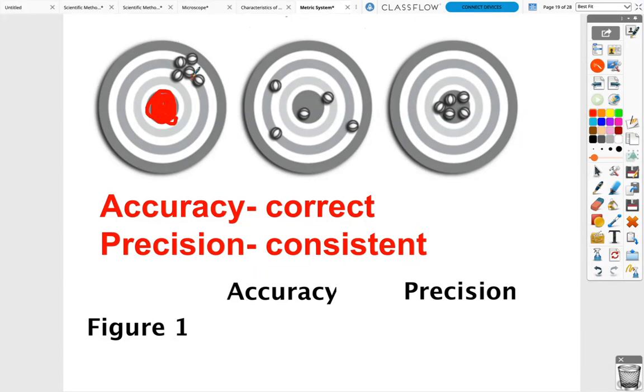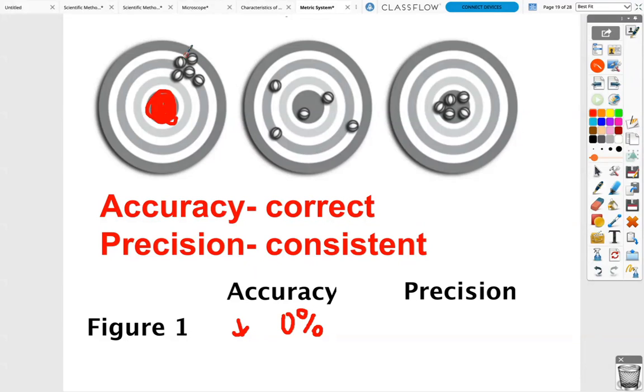So this person in figure 1, they did not hit the bullseye at all. Remember, accuracy is correct. If they were correct, they would have hit the bullseye. So if you look at figure 1, our accuracy is really, really low. It's non-existent. They have 0% accuracy. And you can explain how you know that because they never hit the target.